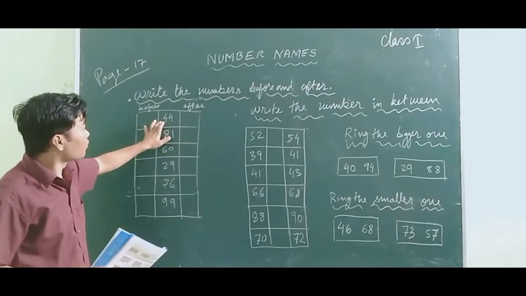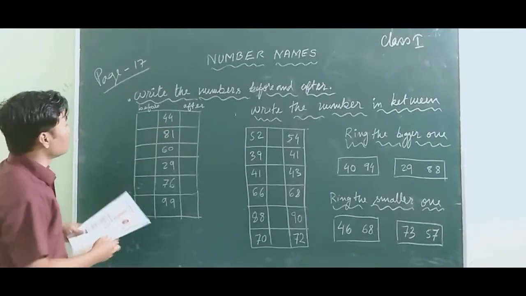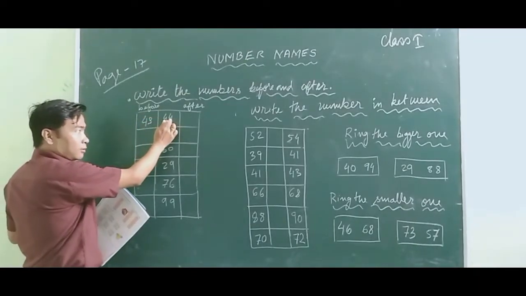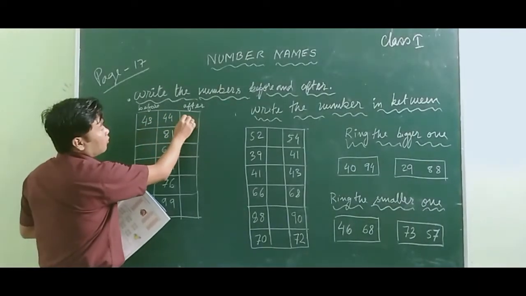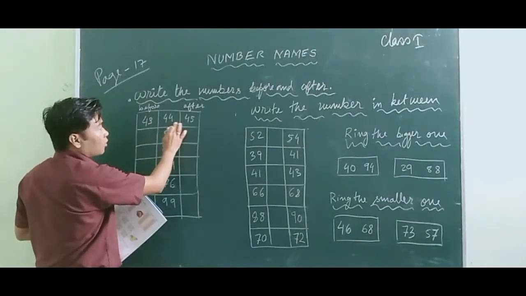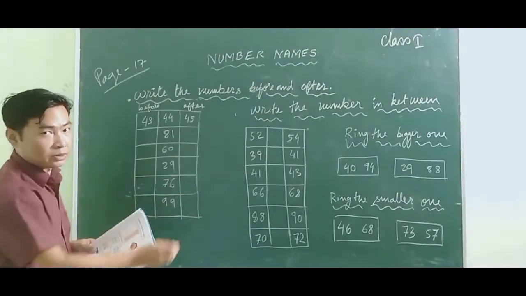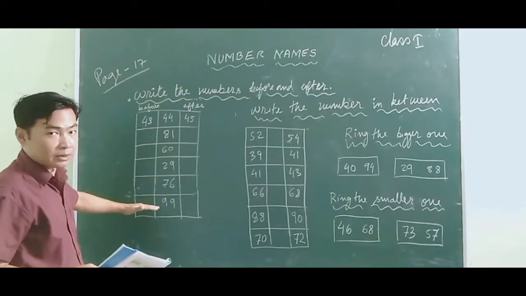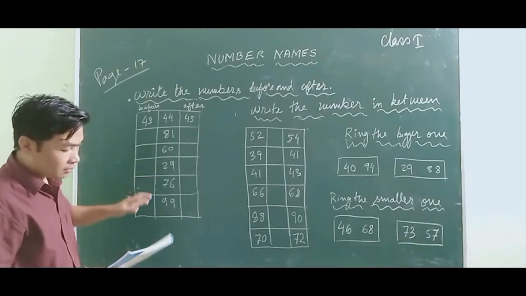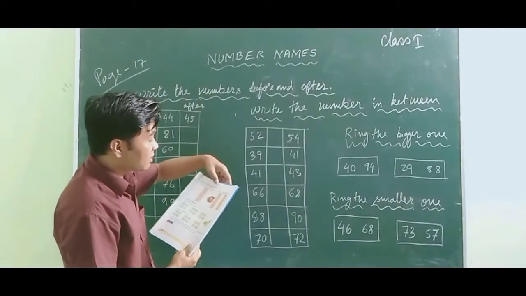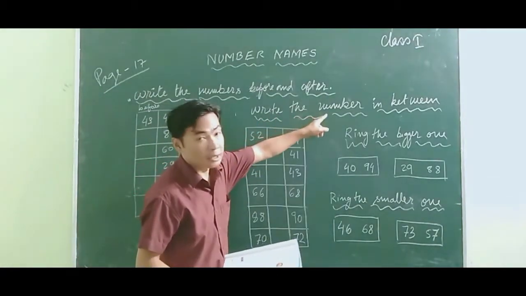So we need to fill the numbers which come before here and after. So before 44, what comes here? 43, 4, 3. And after 44, what number comes? 45, 4, 5. So we have 43, 44, 45 in a sequence. So in this way you fill the rest of these numbers here. Do it at home.